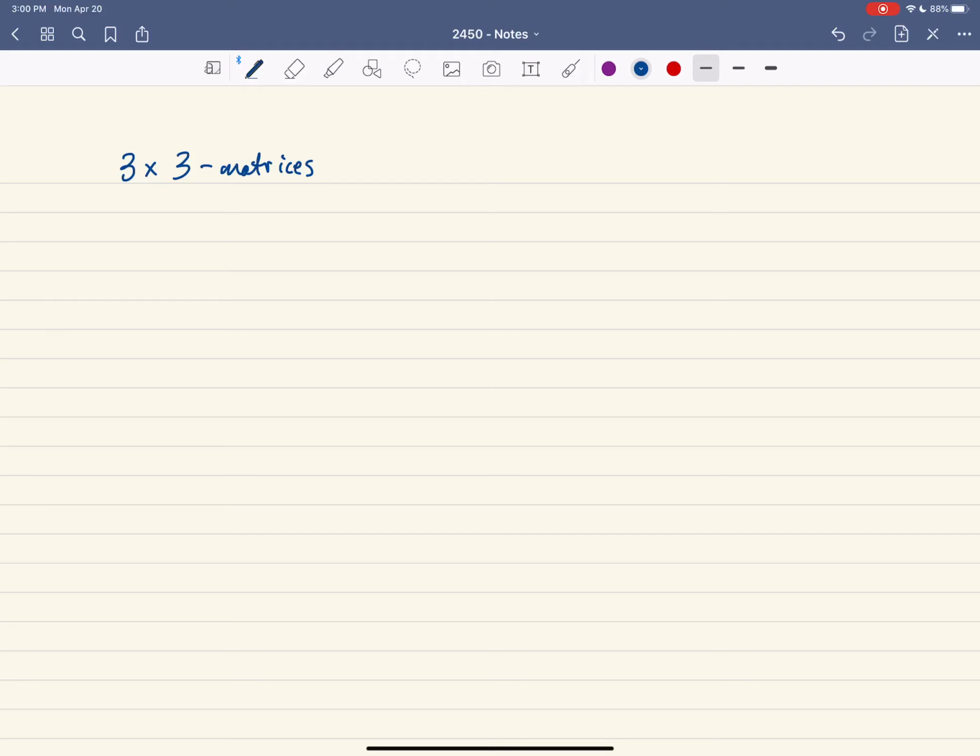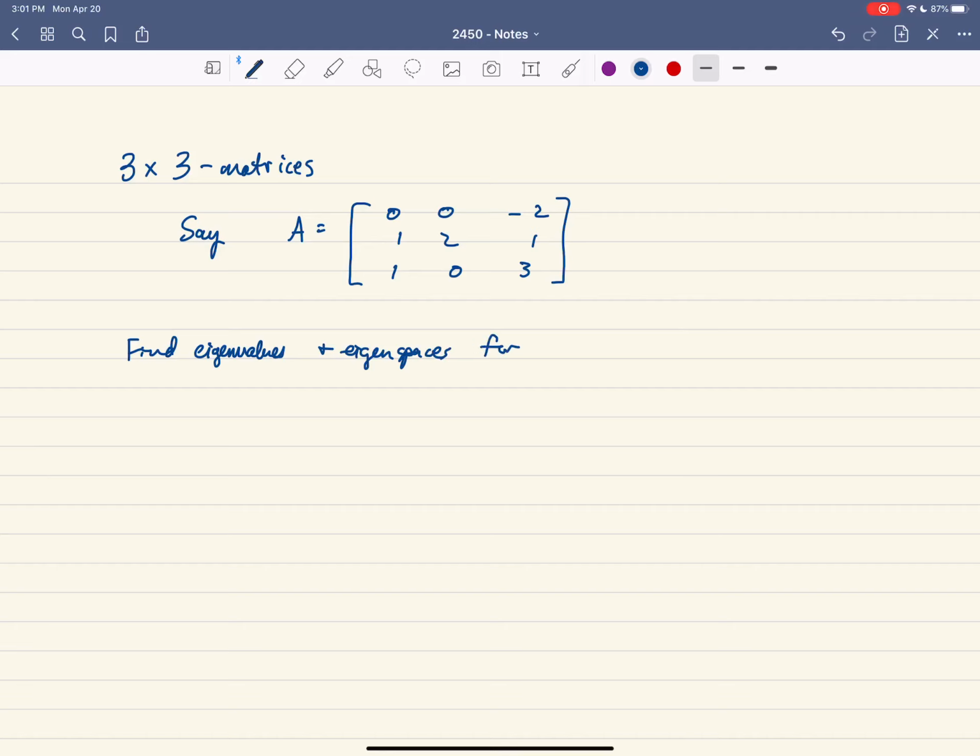So what we're going to do is let's just compute this. I'm going to give you a matrix A. Let's say that A is the matrix, in this case a 3x3 matrix: 0, 0, negative 2, 1, 2, 1, and 1, 0, 3. And I want to find the eigenvalues and eigenspaces for A. Okay, so that's what we're after.